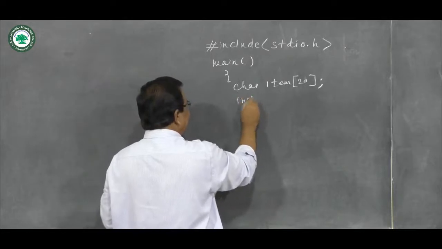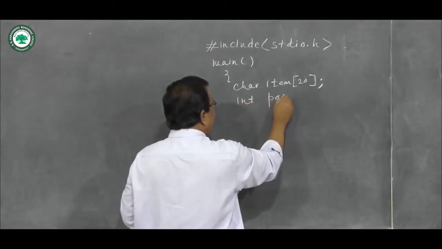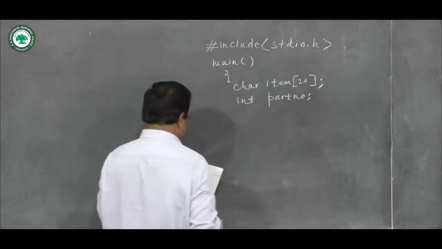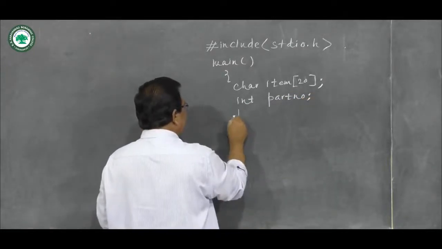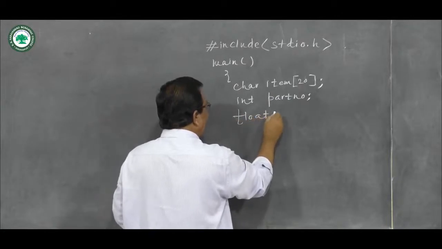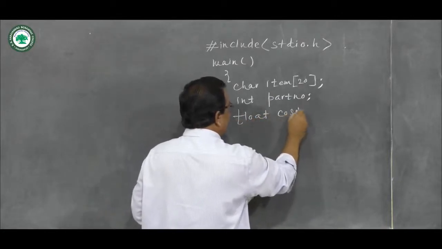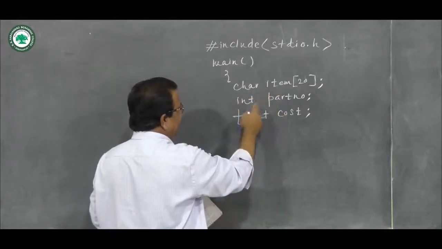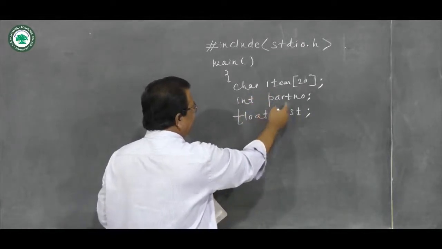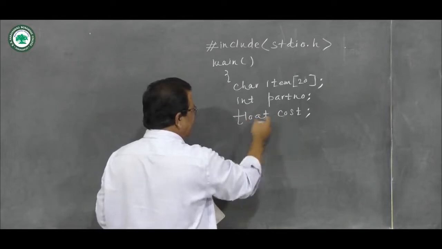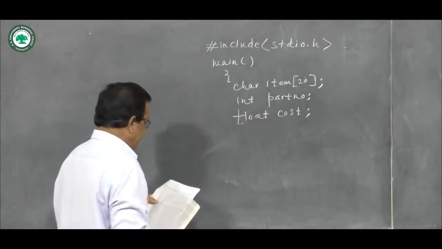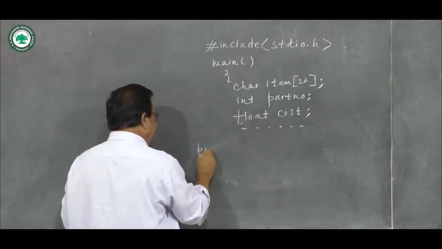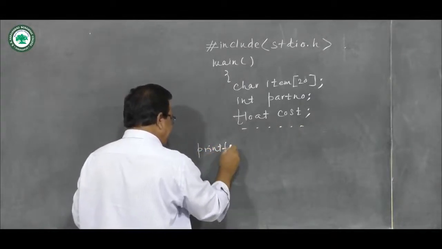Integer part number, semicolon, then float cost, semicolon. I am declaring item as a character type of array, part number as an integer type of variable, cost as a floating point variable, and after few C statements, I am writing printf statement here.